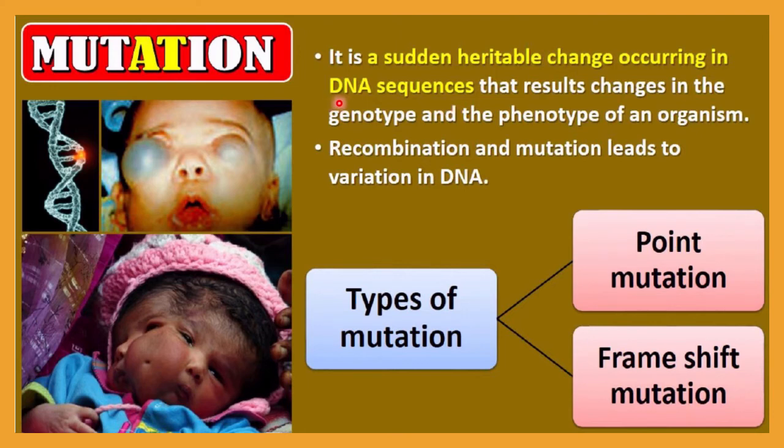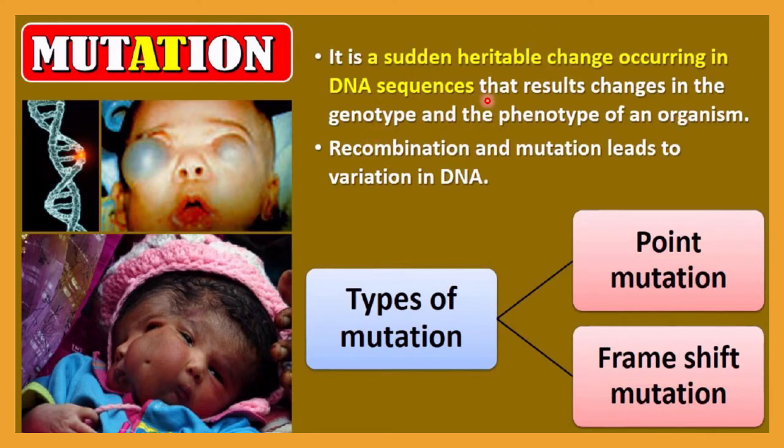Okay, you know very well what a DNA sequence is, and it is made up of A, G, T and C. Suddenly, accidentally, this DNA sequence may be altered or changed, and it becomes heritable. So a sudden heritable change occurring in a DNA sequence results in changes in the genotype. And you know very well, if the genotype is changed, the phenotype is also changed. As a result, genotype and phenotype both will be changed.